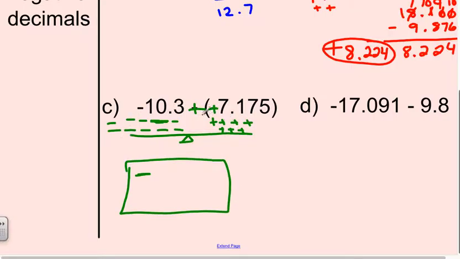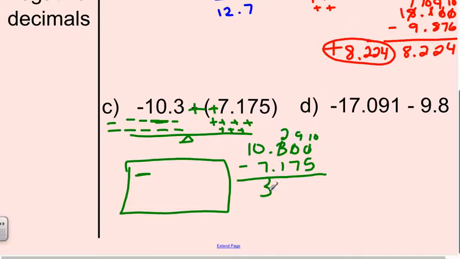Well, what is the difference between the two? How many more does one have than the other? And that just tells me then to subtract. 10 minus 7 and 175 thousandths. Notice how I put the place value holders in there? And then I can do my subtracting. Oops, 3, 1, 2, 5. Then I bring my answer back over, and my negative sign is already there waiting.